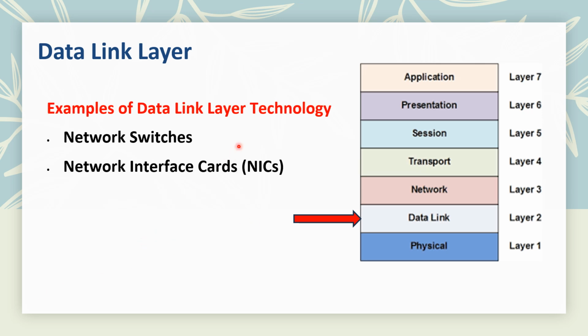Examples of data link layer technology: network switches. These devices operate at the data link layer, managing data traffic within a network. Network interface cards. These cards in your computer handle the data link layer function, including addressing and framing data.